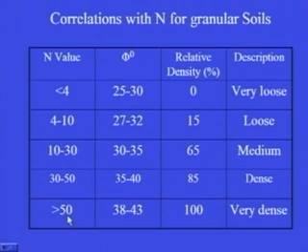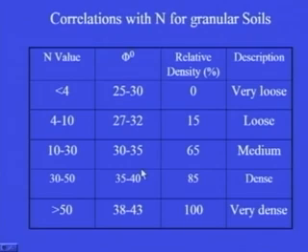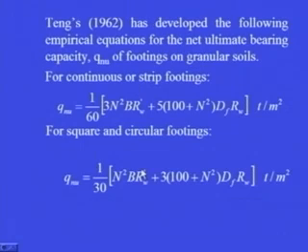If the N value is greater than 50, then we say that it is the case of refusal, and mostly this we get in the case of very dense sand, in which phi value is of the order of 38 to 43 degrees and relative density can be considered as 100%. So, if the N values are known, we can directly estimate the value of angle of shearing resistance.